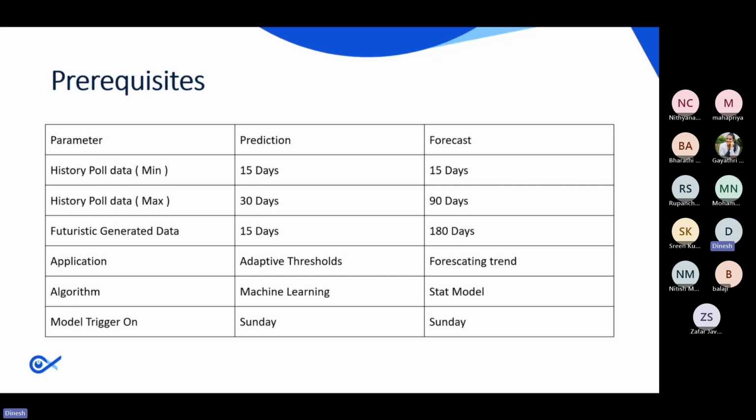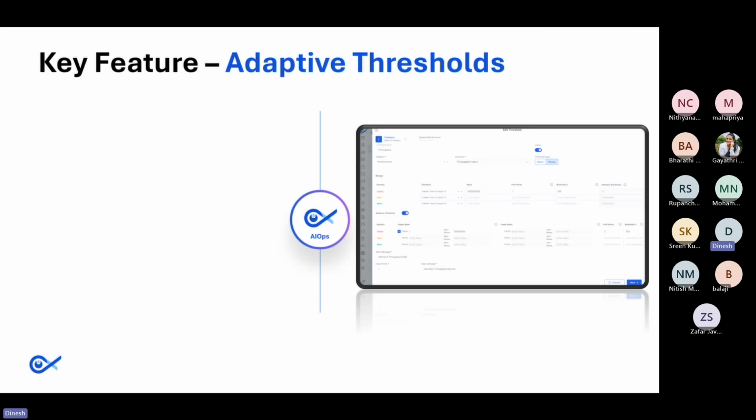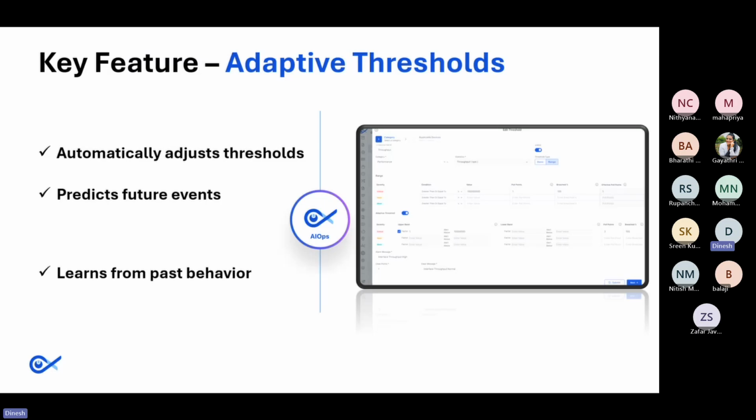Now let's move on to the key features of the service we provide from the AIOps of Infraon. You can see in the adaptive thresholds, it automatically adjusts the thresholds. It predicts future events, learns from past behavior, adjusts in real time, and detects anomalies. In detail, we will now see how the adaptive threshold works.